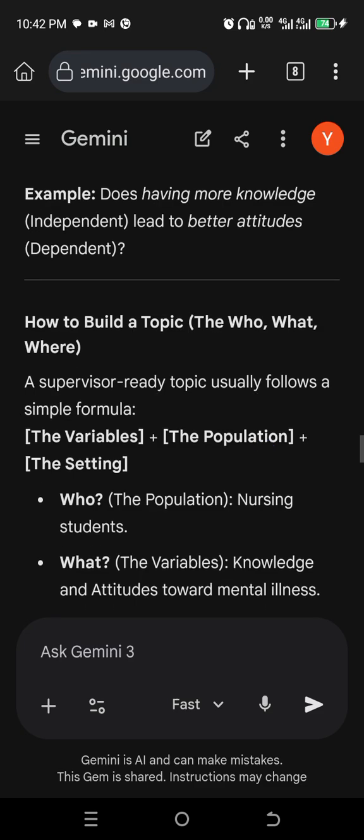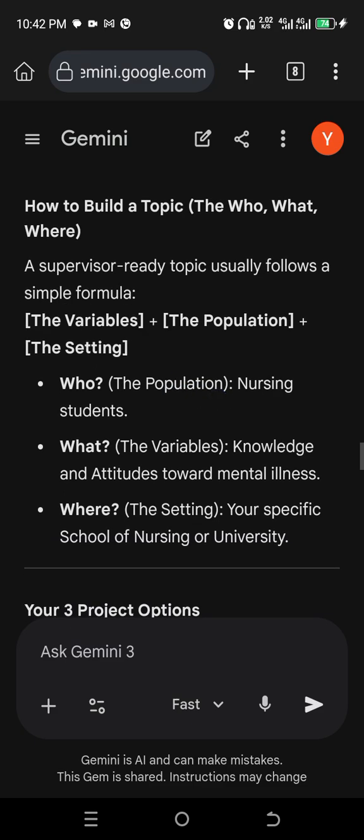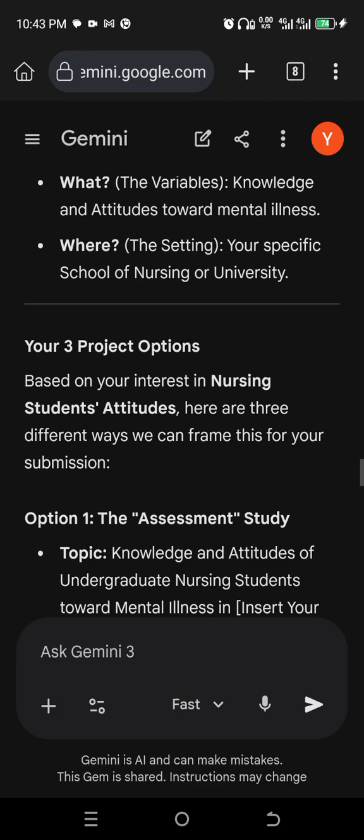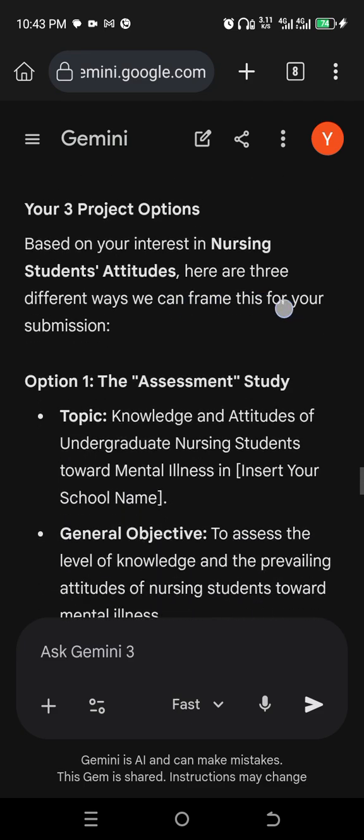Now, how to build a topic? The who, what, where, right? A supervisor-ready topic usually follows a simple formula, and this is the formula: the variables plus the population plus the setting. The variables contain the independent and then dependent, plus the population you are going to study, and then the setting, in which environment, right?